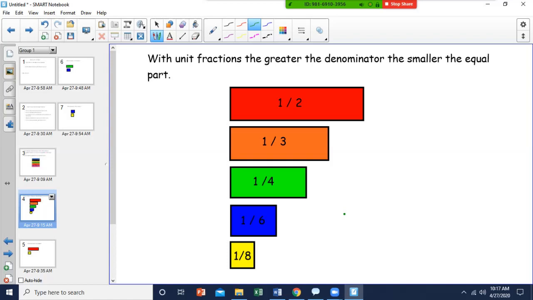Let's imagine these equal parts were pieces of a candy bar. Which piece would you choose? Would you choose a 4th? Would you choose a 3rd? Or an 8th? Or a 1/2? Or a 6th? I'm pretty sure everyone chose a 1/2 because a 1/2 is the biggest piece. So I want you to keep that in mind when comparing unit fractions, that the greater the denominator, the smaller the equal part, or the smaller the denominator, the bigger the equal part gets.